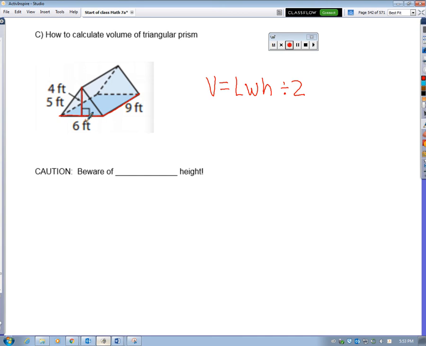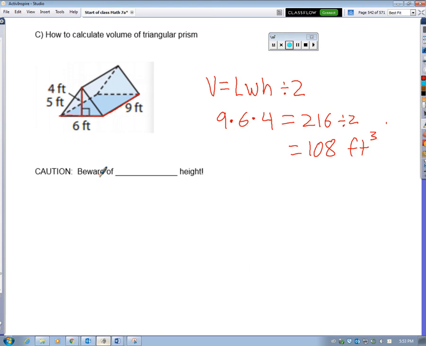Okay, so we're going to multiply those numbers together. We got 9 times 6 times 4, and we'll get that answer, and then we're going to divide that by 2. So when we multiply that out, that comes out to 216. Divide that by 2, and we come up with, I'll write that down here, 108. So that's our volume of the triangular prism. This is in feet, so we would have feet to the power of 3.